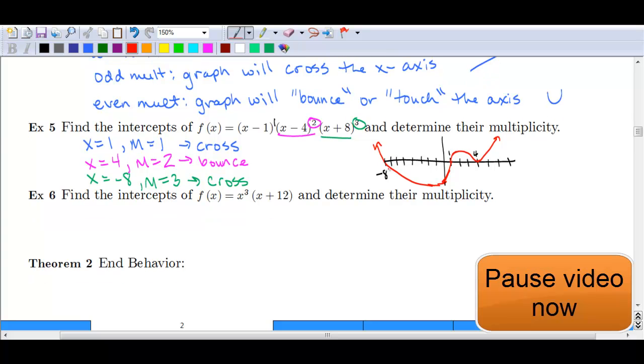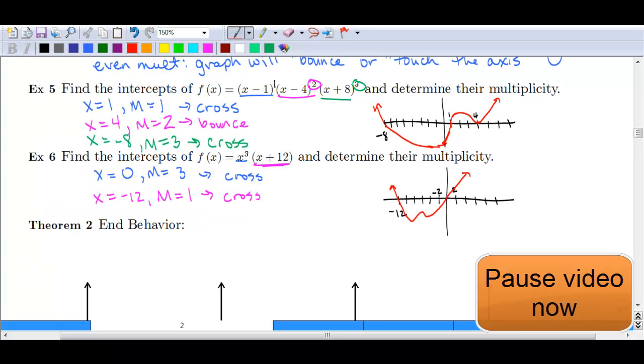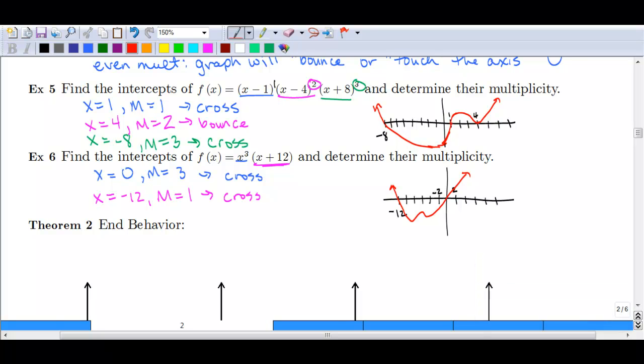So I want you to pause the video here and try example 6. So for example 6, you should have found your roots were 0 with multiplicity 3, which means it's going to cross, and negative 12, which has multiplicity 1, which is also going to cross. And again, this is just kind of a general sketch. We'll talk about end behavior and how I came up with that, but we do know that it's going to cross through the x-axis. It's not going to bounce at those points.